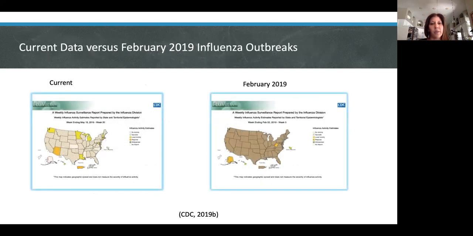So you can just look at this data. You have current data versus the February 2019 influenza. You can see that currently there's not really a flu going around, but in 2019, these are the cases of the flu, through that weekly surveillance system through the CDC.